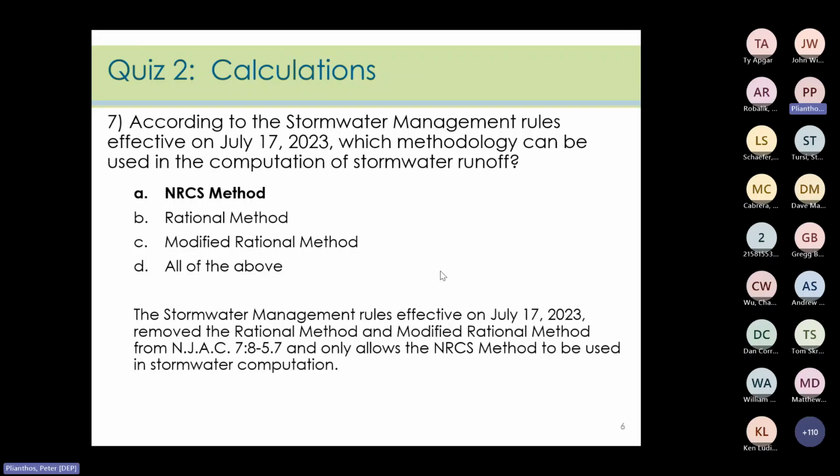The Stormwater Management Rules effective on July 17, 2023, removed the rational method and modified rational method from N.J.A.C. 7:8-5.7 and only allow the NRCS method to be used in stormwater computation.